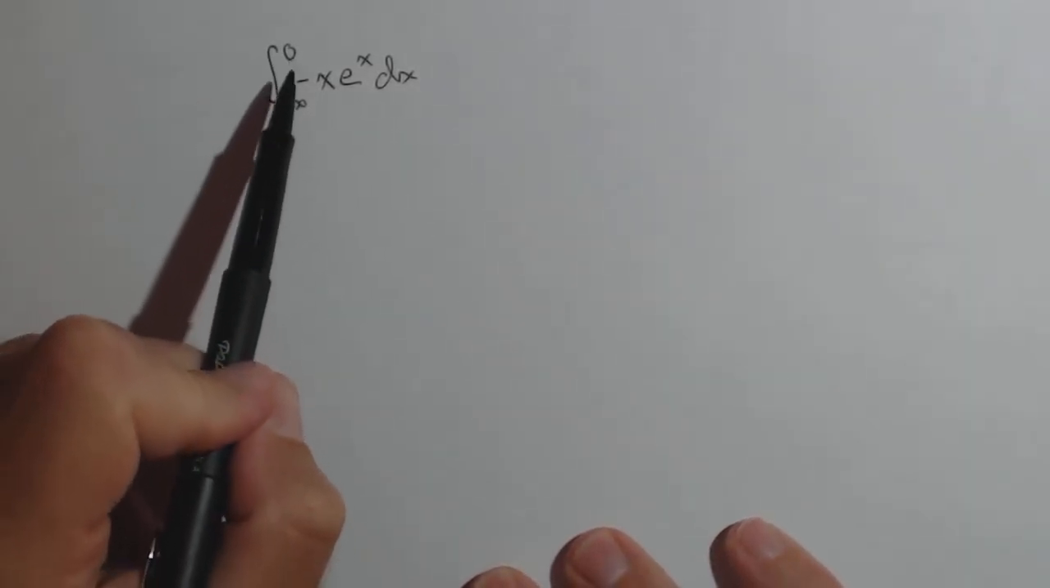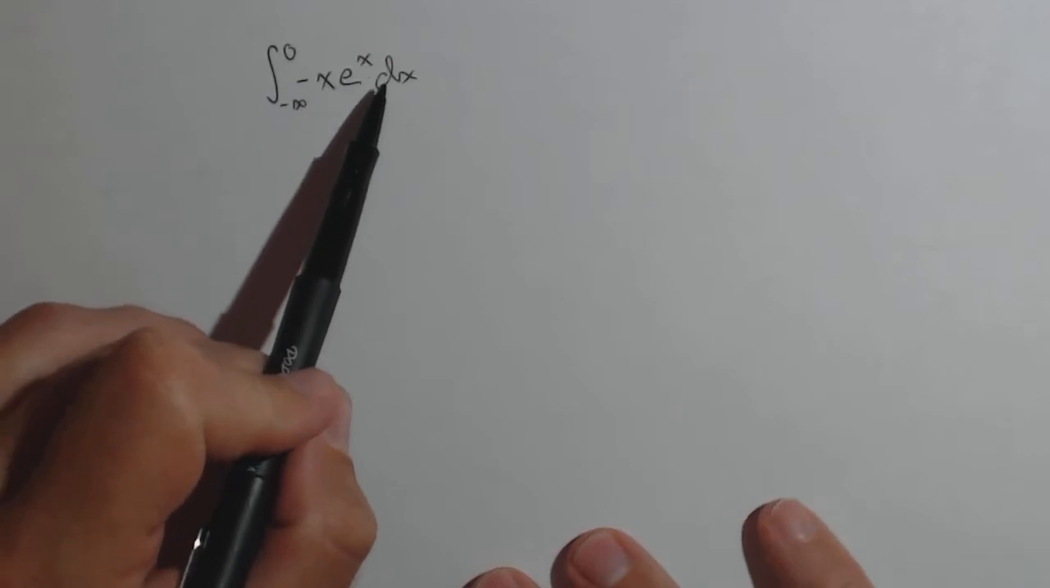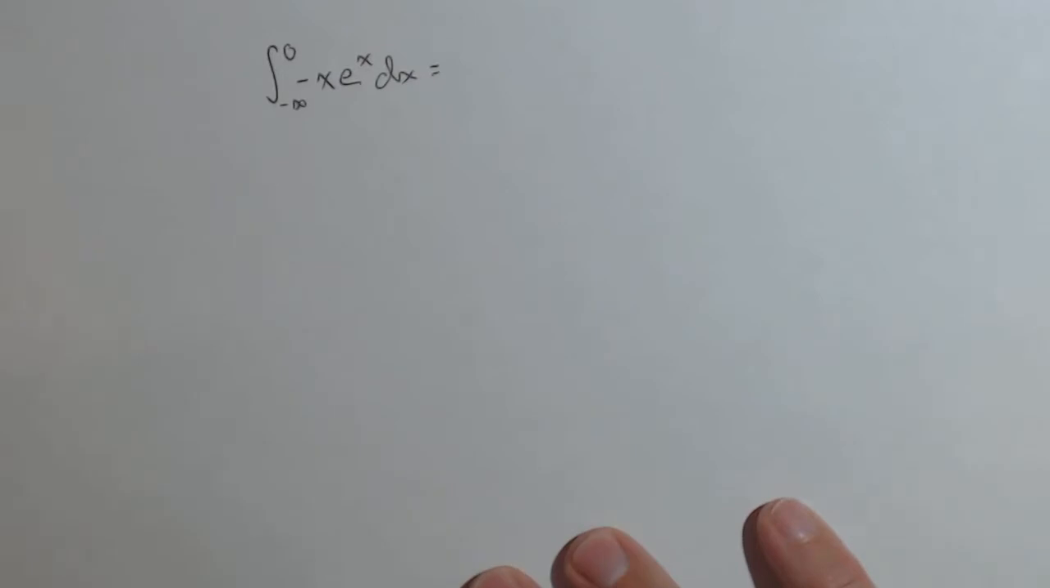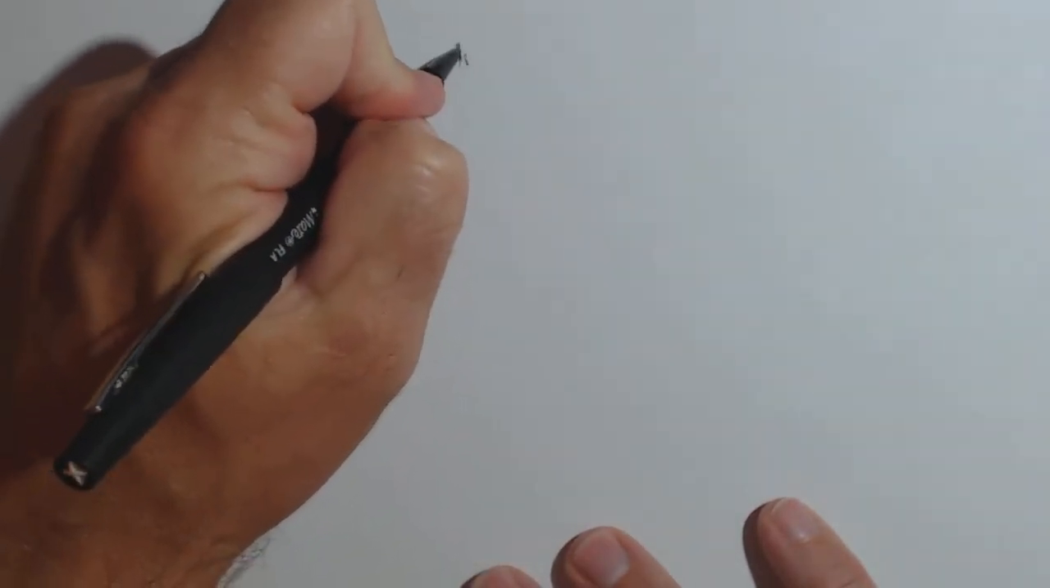In this video, we're going to look at an improper integral that requires both a nice technique of integration and a technique for limits. So we're looking at the integral from negative infinity to 0 of negative x e to the x dx. And the first thing we do with any improper integral is turn it into a proper integral involving a limit.